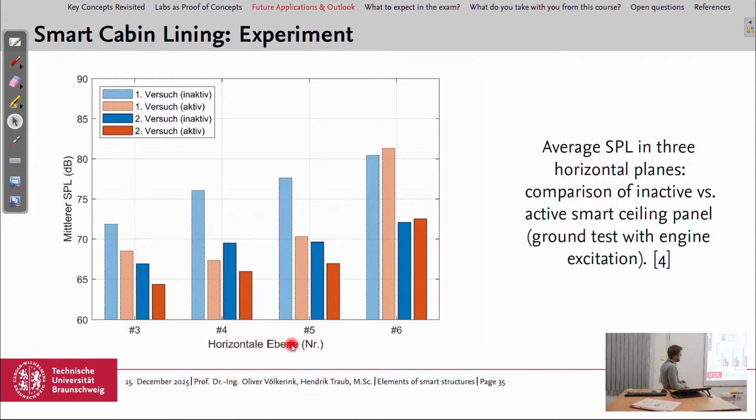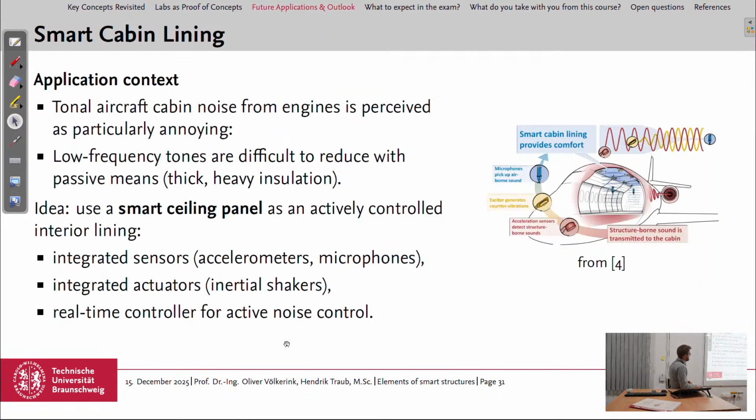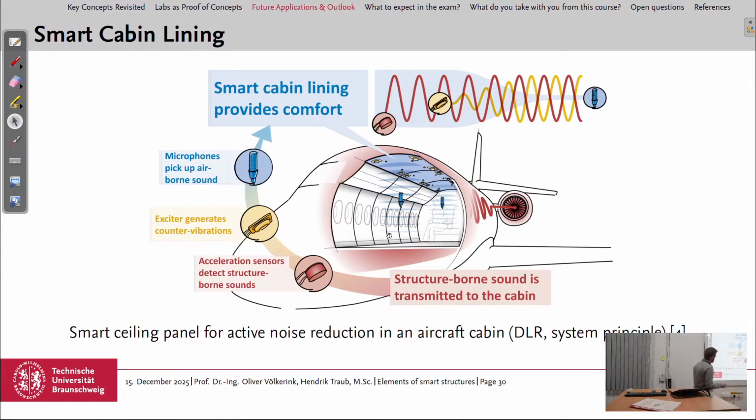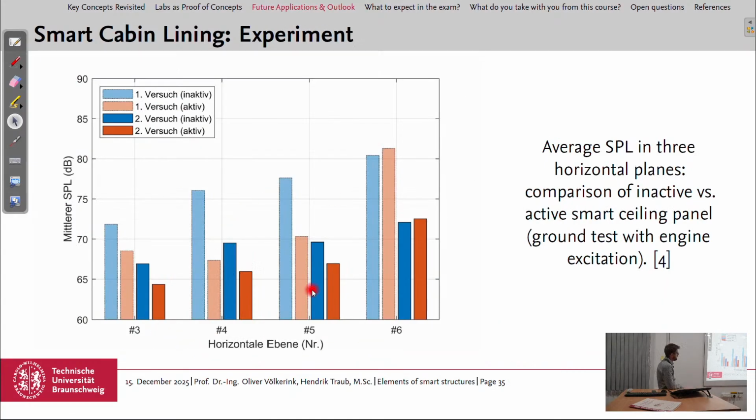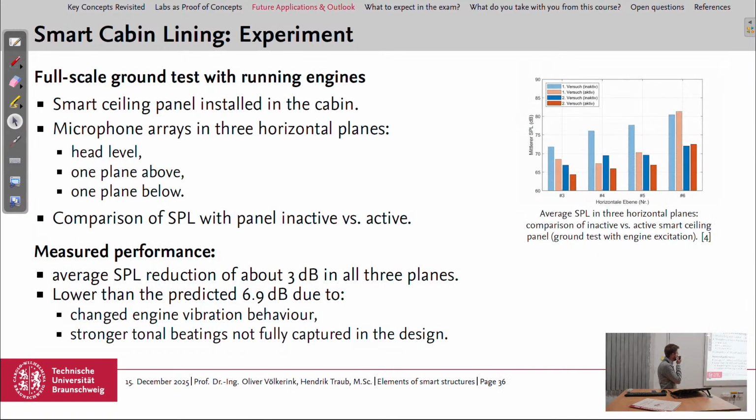These are the horizontal planes, so they performed the experiments not only at one height where the heads of the passengers are, but at different heights. I was not involved in the project, so there might also have been horizontal planes 1 and 2, but they included in this plot the horizontal planes 3 to 6 at different heights. So the outcome is that except for the last horizontal plane, it worked well for the other planes.